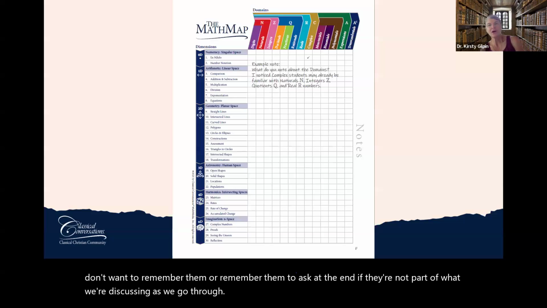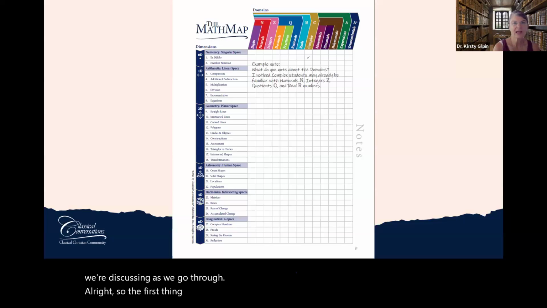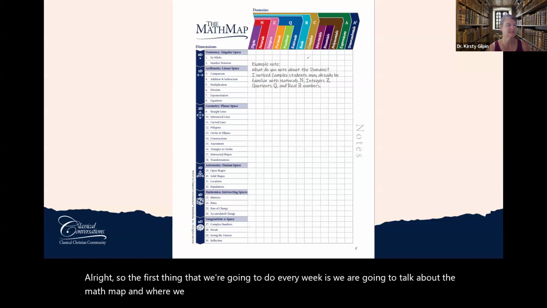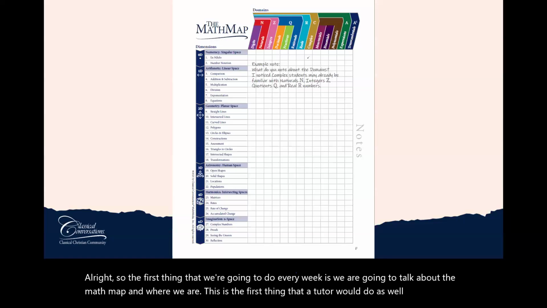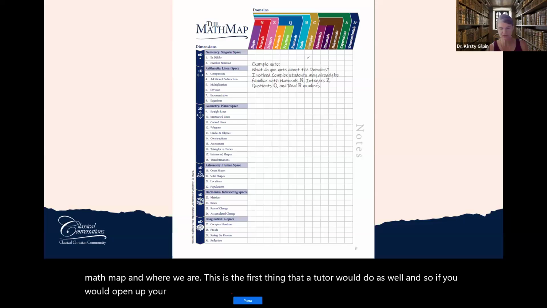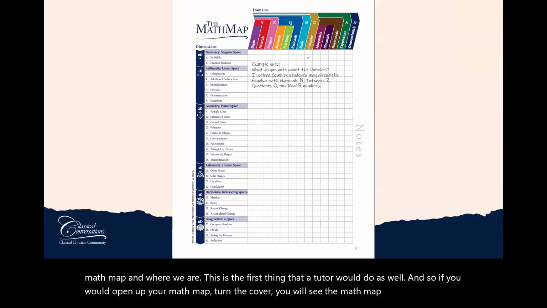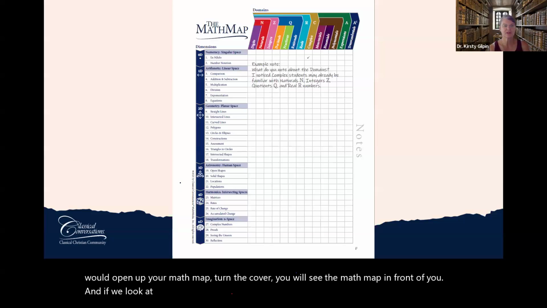All right, so the first thing that we're going to do every week is we are going to talk about the math map and where we are. This is the first thing that a tutor would do as well. And so if you would open up your math map, turn the cover, you will see the math map in front of you. And if we look at this, there's some things that we want to identify. And you can flip back to the cover if you're not sure.